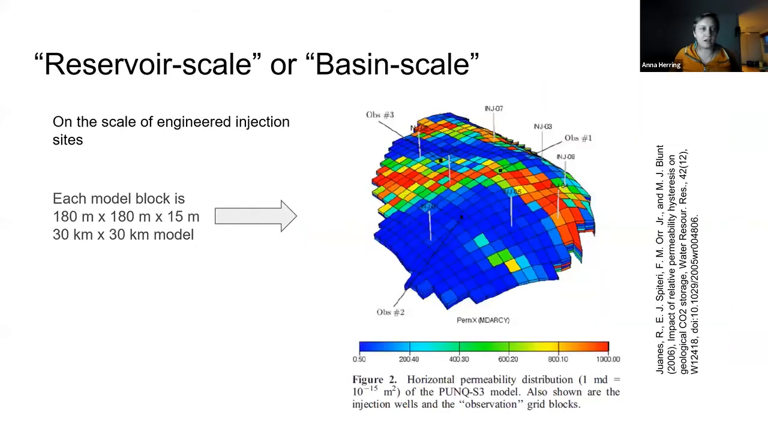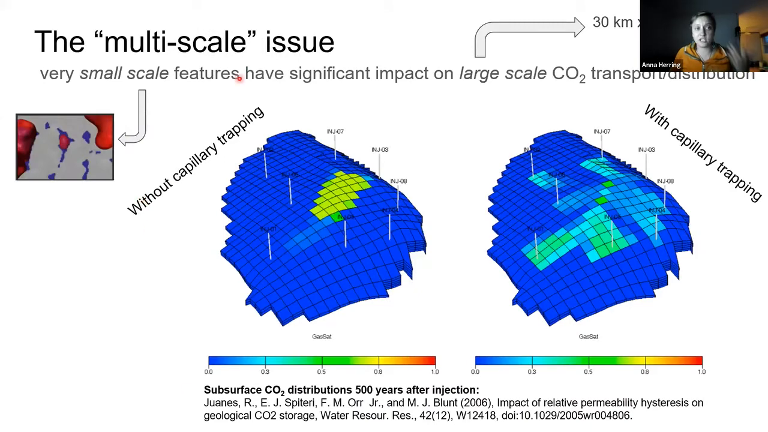And of course, this is in contrast to what we really care about, which is a reservoir scale or basin scale process. So this is actually the real scale of an engineered injection site, and this can be tens of kilometers by tens of kilometers wide. But of course, the issue here, and this is a really complicated and tricky problem, is that these very, very small features that dictate capillary trapping inside the rock pores have a really significant impact on how the CO2 transports and becomes distributed on this larger scale.